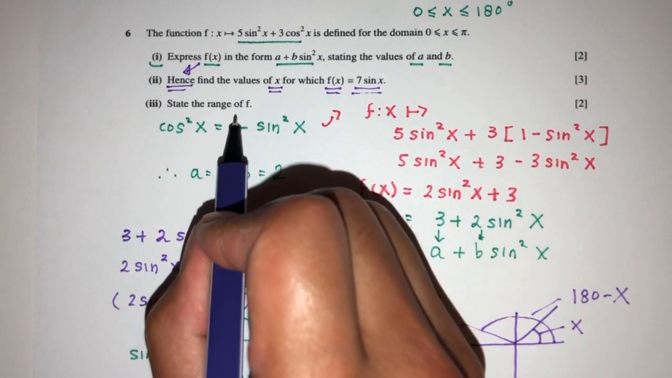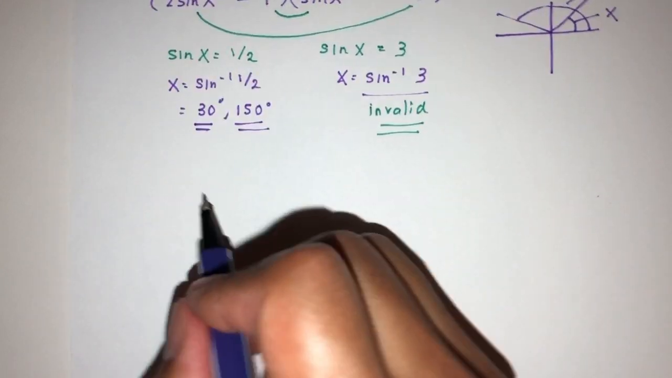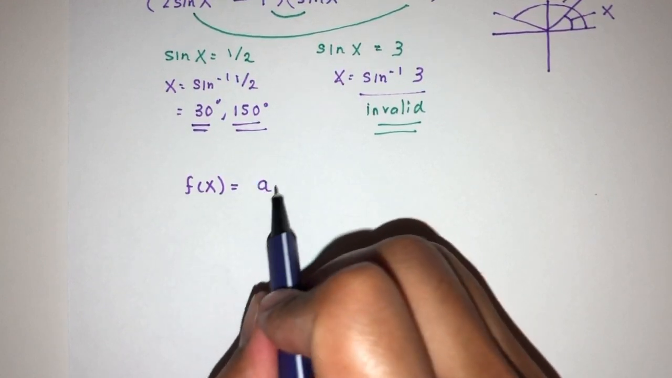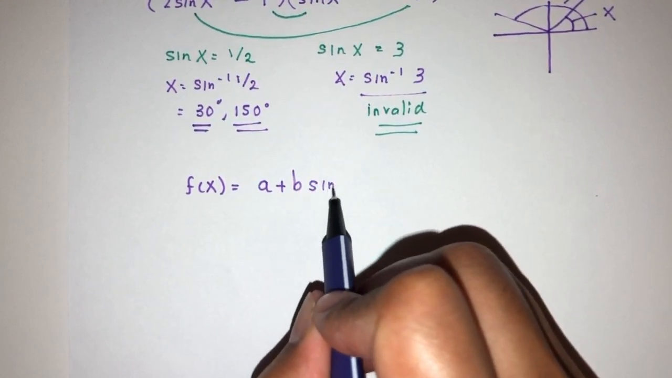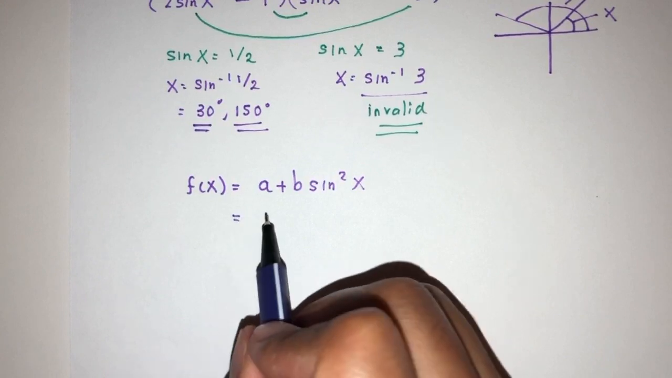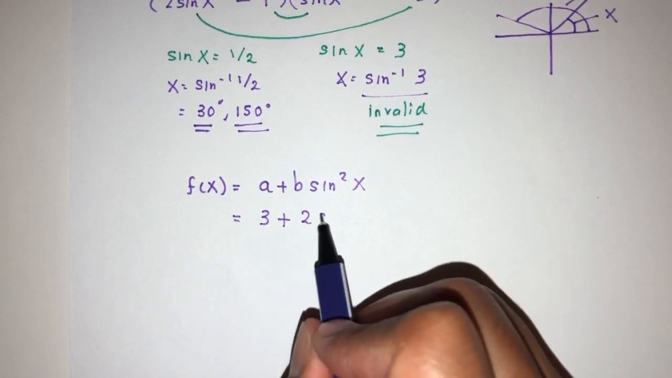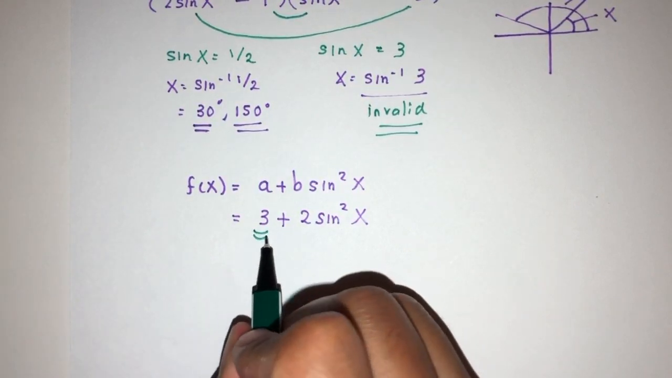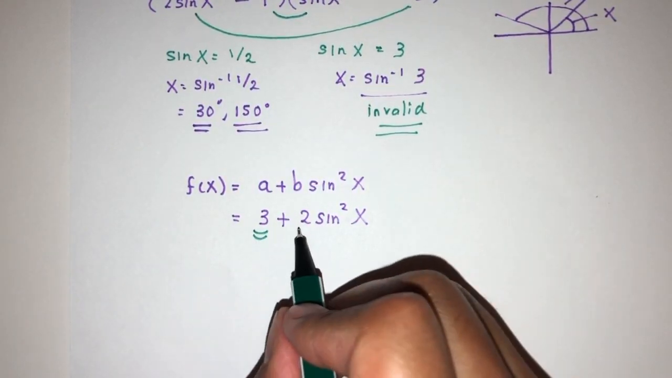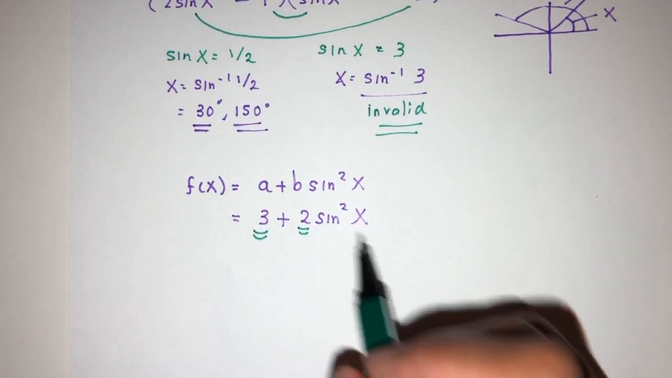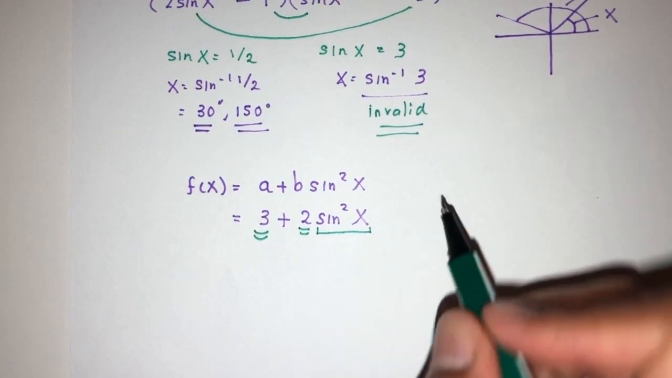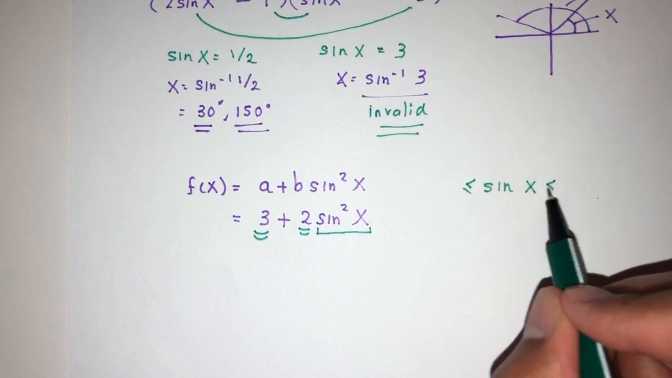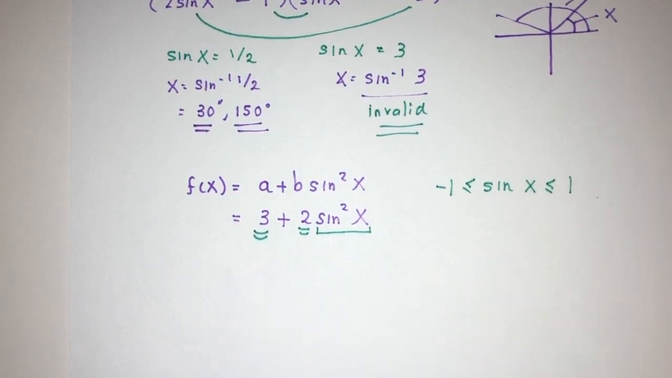Now for part 3 we have to state the range of f(x). So pretty easy. f(x), as we know, is the value of a + b sin²x, which is 3 + 2 sin²x. Now again, this is a constant, it's never going to change. This is a multiple as well, it's not going to change. The only changing part will be this one. Now we realize that sin x, as I have explained, is between the value of minus 1 and 1. We have to know that.